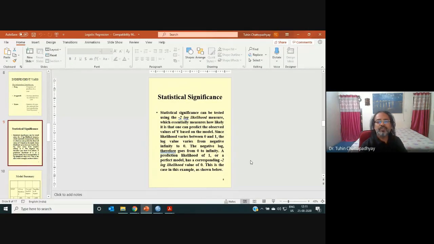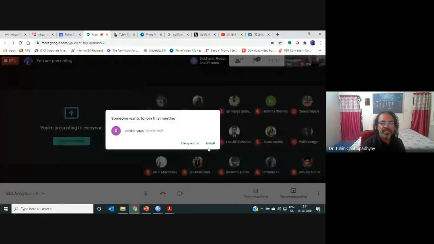There is the concept of log likelihood. What is important here? If you just focus on the last line, a prediction likelihood of 1, or a perfect model, has a corresponding -2 log likelihood of 0. So we will see whether our model value is coming to 0 or not. That part we will check.